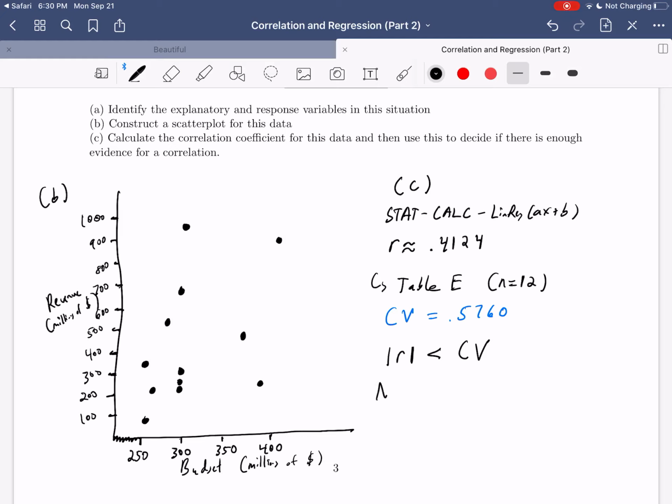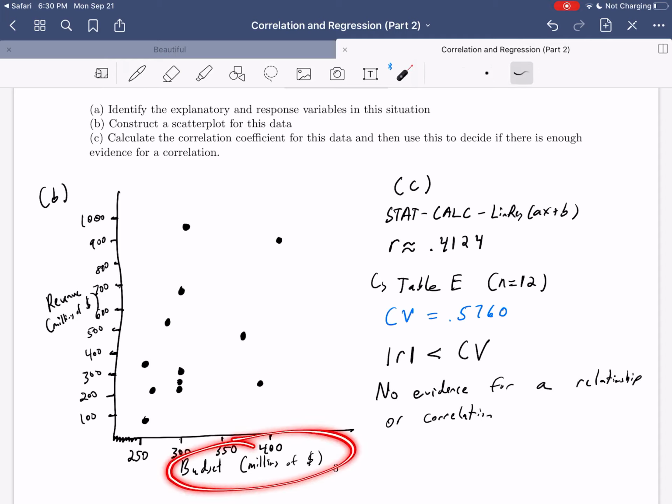So we would have to say there's no evidence for a relationship or correlation. In other words, from our data, we are not convinced that the budget has an impact on the revenue for blockbuster films. We saw some that had small budgets and did quite well. We saw some that had high budgets and didn't do as well. So we're not convinced that there's a relationship between these two variables.